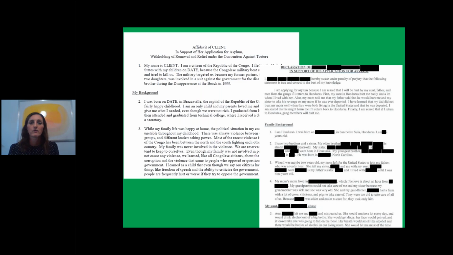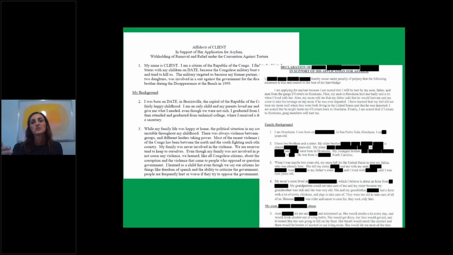In this example on the right, "I'm applying for asylum because I'm scared I'll be hurt by my aunt, father, and men from the gangs if I return to Honduras." So we get a little bit of information right off the bat. The reader knows, oh, this is why my client is applying for asylum.